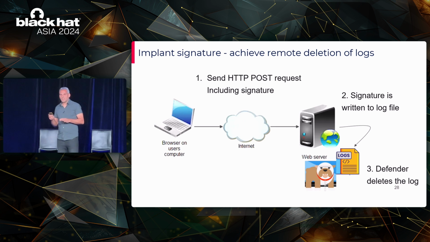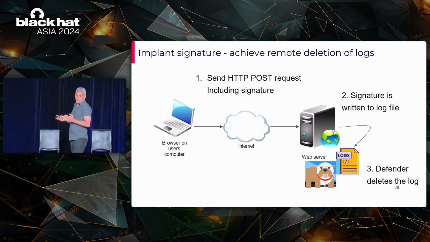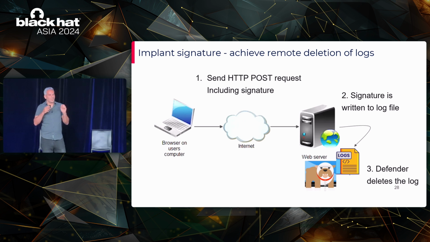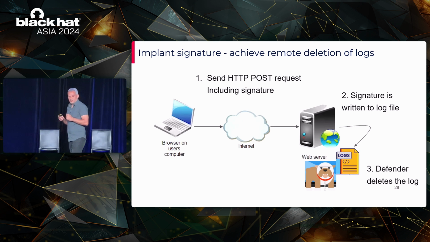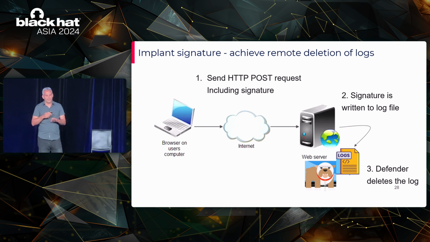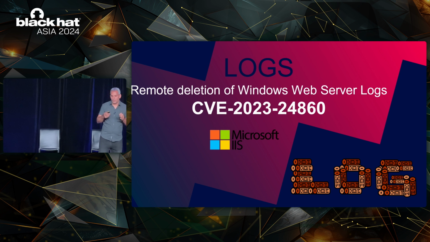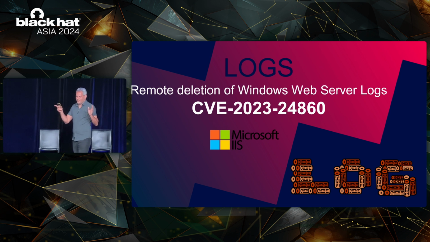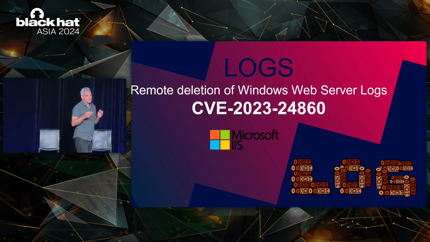Okay, but which HTTP field to use? So we looked at IIS logs and saw that the user agent field is a long free text string, which is written entirely to a daily single log file of all client requests, not just our request. So this should be the perfect place to include the signature. Now let's explore our first attack vector, of which we'll have many. It's remote deletion of IIS web server logs over the internet.